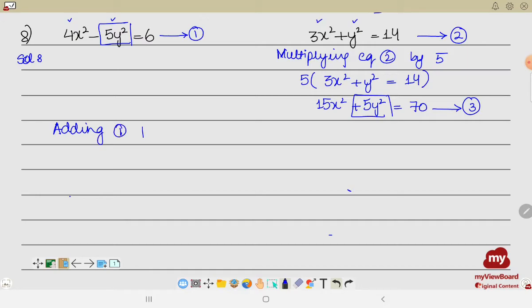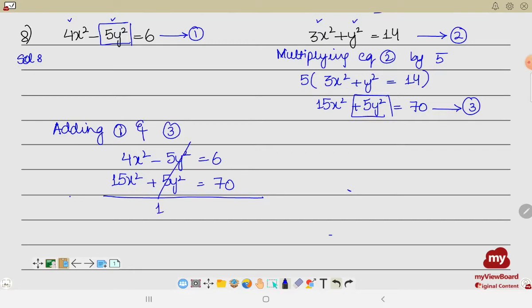Adding 1 and 3. It will become 4x square minus 5y square is equal to 6. And then 15x square plus 5y square is equal to 70. So just add up the two equations. This term will get cancelled. We are having 19x square is equal to 76, and x square is equal to 4. And when you take the square root on both sides, it will become x is equal to plus minus 2. So we got the value of x now.